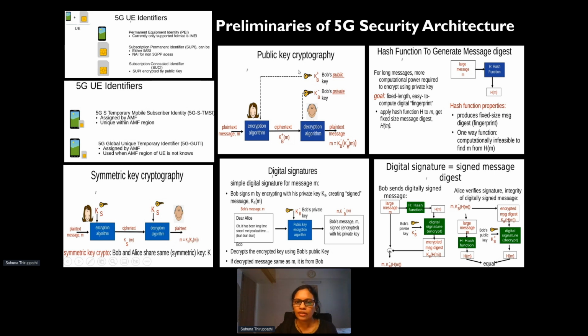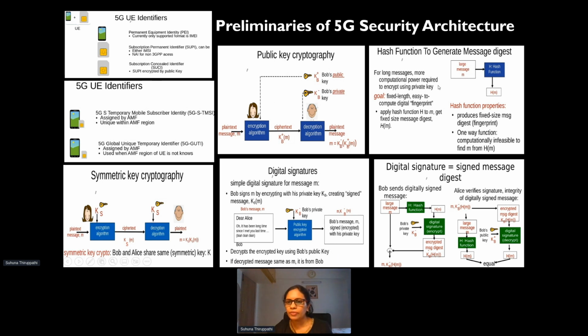If we come to public key cryptography, there are two keys used, unlike a single key in symmetric key cryptography. The sender takes the receiver's public key and the plain text message and, using the encryption algorithm, encrypts it. It sends the encrypted text, and using the receiver's private key with the decryption algorithm, the message is decrypted and the receiver gets back the original message. This is how public key cryptography is done.